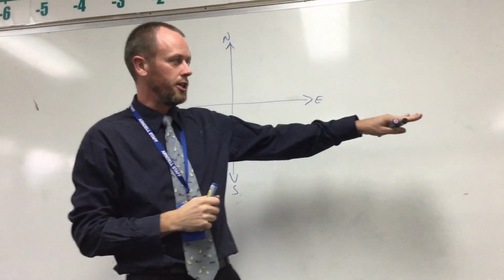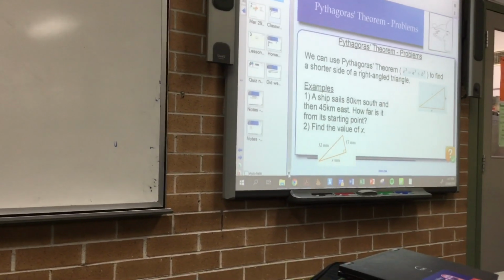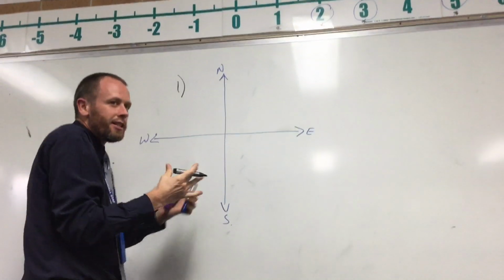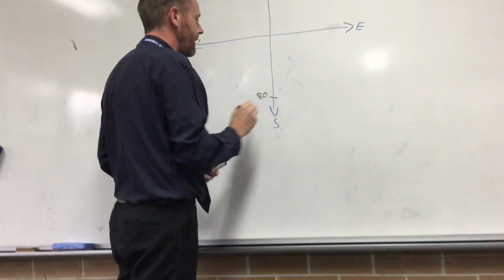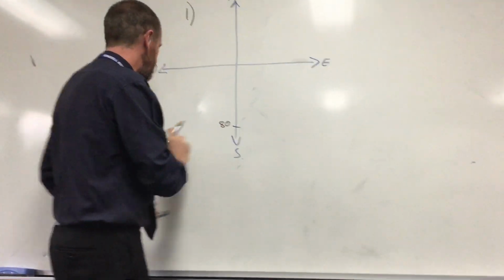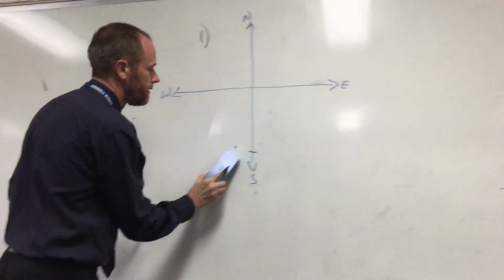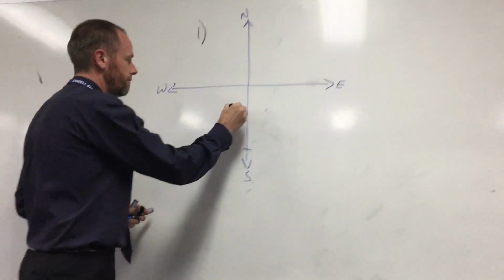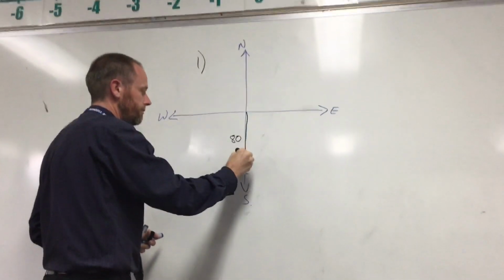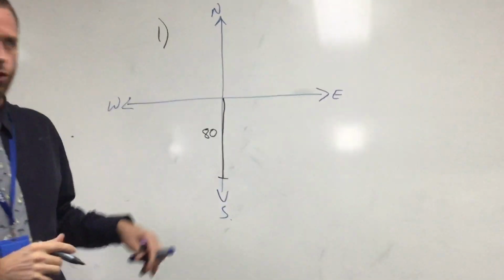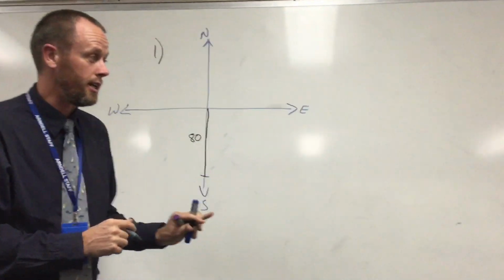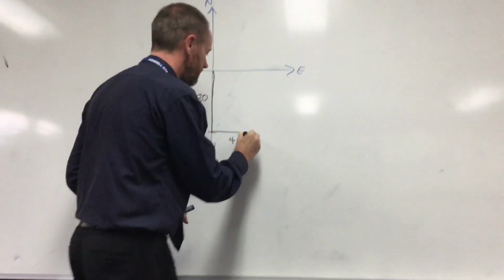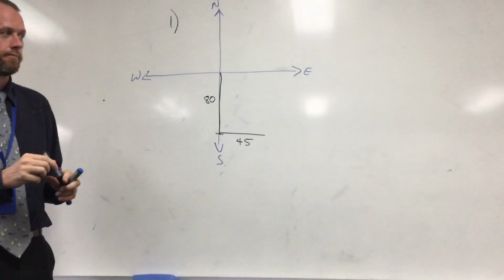What the question says is, a ship sails 80 kilometres south. Now, it doesn't have to be brilliantly accurate as long as it conveys the information. Let's pretend that's 80 kilometres. So the distance along here will be 80. It goes down there. And I hope you use a ruler rather than me who's just doing it quickly for you. But then it travels east 45 kilometres. That's about half of that distance.